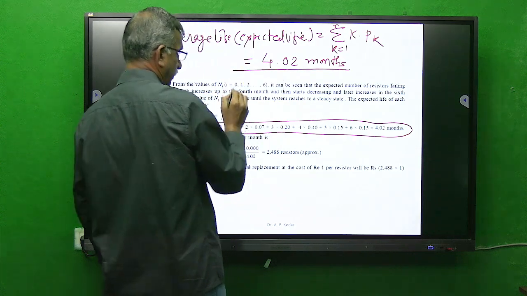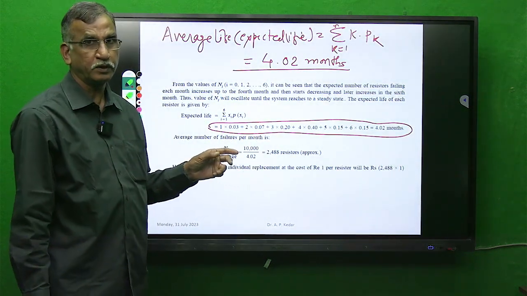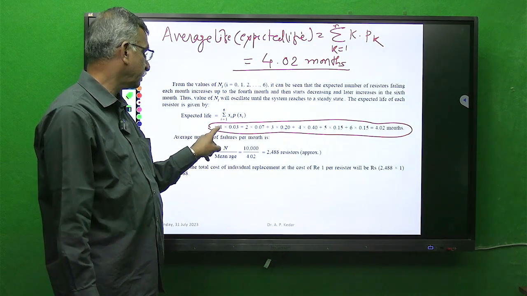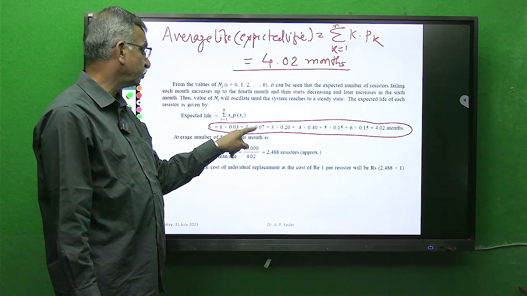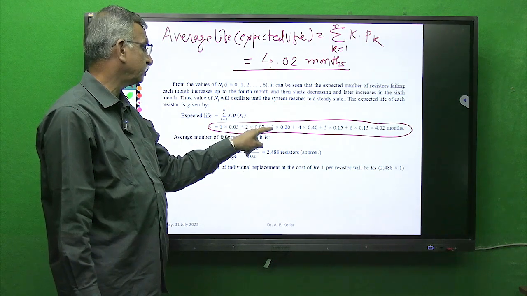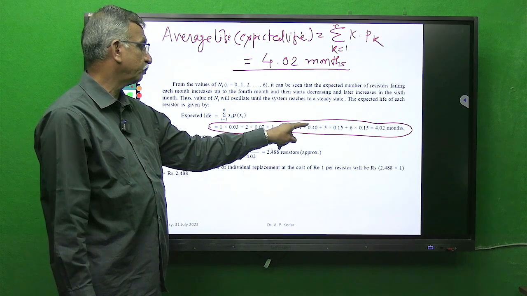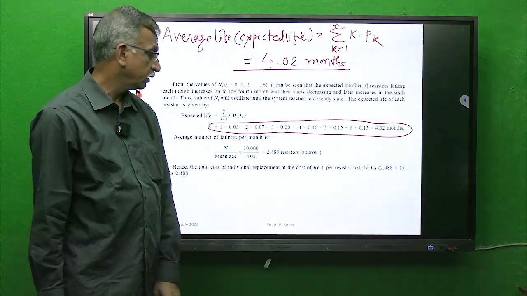The calculations are already done to save time. It is nothing but the first month into P1, 2 means second month into P2, plus third month 3 into P3, fourth month P4, fifth month P5, sixth month P6, like that.